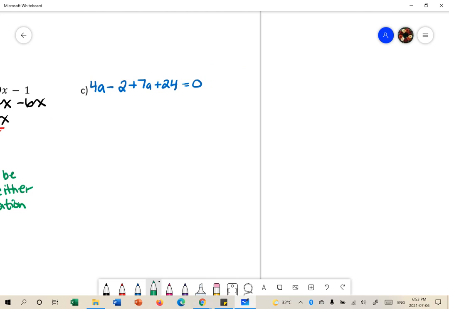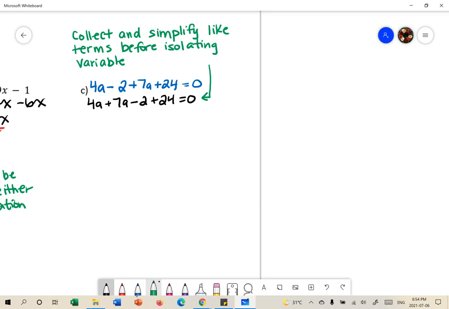And C, I have all of my terms on one side, and then my right side is actually equal to 0. So I'm going to collect and simplify my like terms all on the left before moving things over to the right. So my next line, I'm going to have my a terms written beside each other, and then my constants written beside each other. So 4a plus 7a is 11a, and -2 plus 24 is +22.